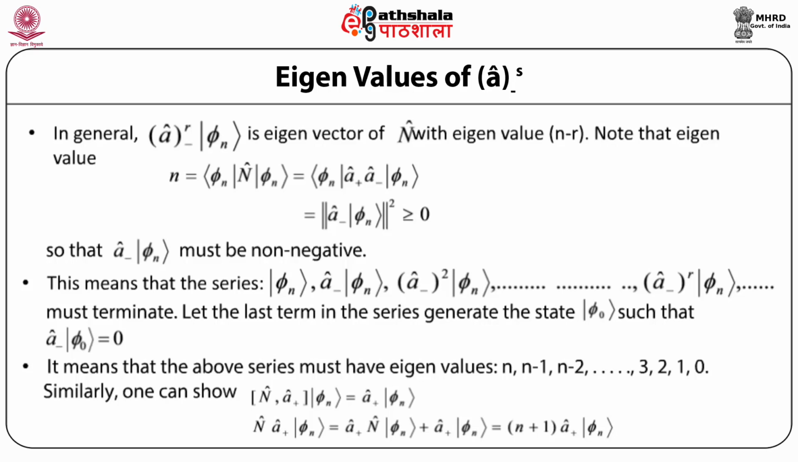Further, one can also show that the number operator acting on the raising operator a plus acting on the eigenvector phi n is equal to the raising operator acting on the number operator acting on the eigenvector phi n plus the raising operator a plus acting on the eigenvector phi n. And this turns out to be equal to within brackets n plus 1 whole times the raising operator a plus acting on the eigenvector phi n.